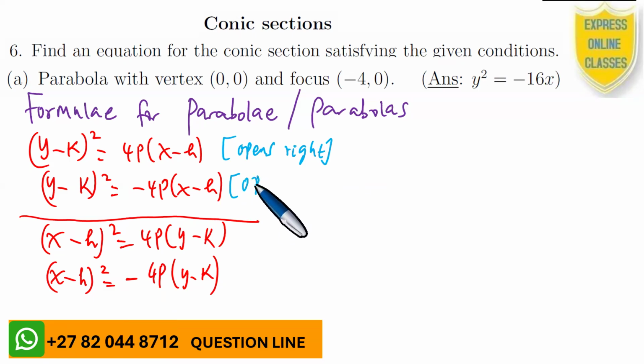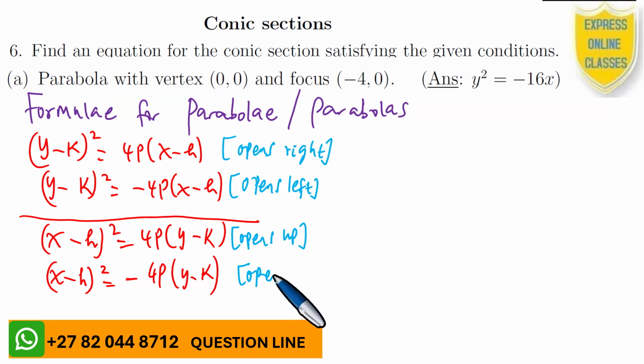This one opens left. This one opens up. This one opens down. How do we know these things, and how can you remember when we are supposed to sketch? Because we must be able to look at the equation and tell if it opens right, left, up, or down. Right, so now let us look at these.